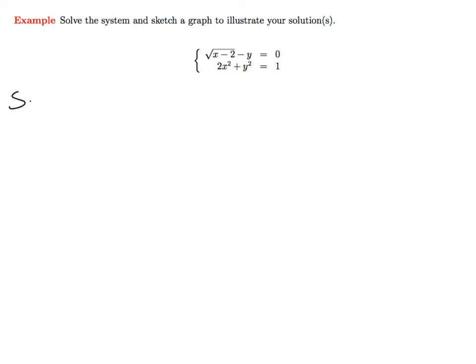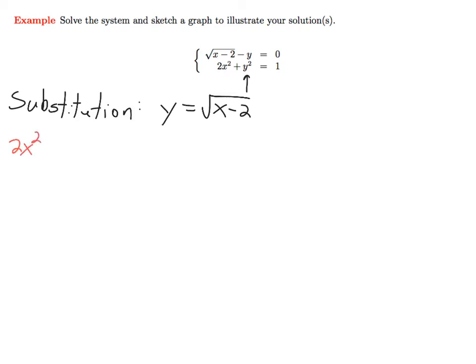So doing substitution, we could take the top equation and solve for y, and that would give y is equal to the square root of x minus 2. And then we can substitute this in place of y in the second equation. So in the second equation, we have 2x squared plus y squared. And now we could replace y with the relation we found in equation 1, which was y is equal to the square root of x minus 2. And this is equal to 1. And that means we have 2x squared, and then squaring the square root of x minus 2 would give us x minus 2. We set that equal to 1.